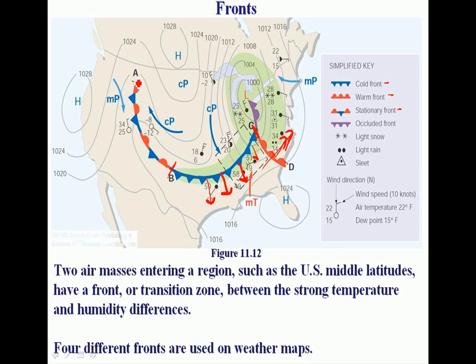And then from point A to point B, we have alternating semicircles and triangles. This means a stationary front, which means the front is not moving. It's just sitting there stationary.